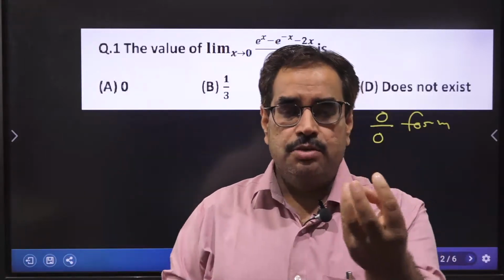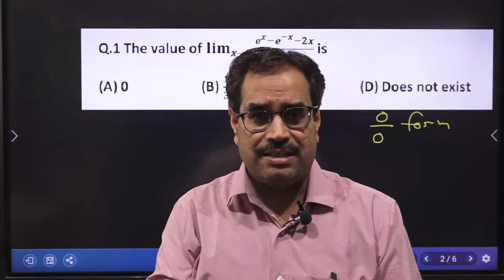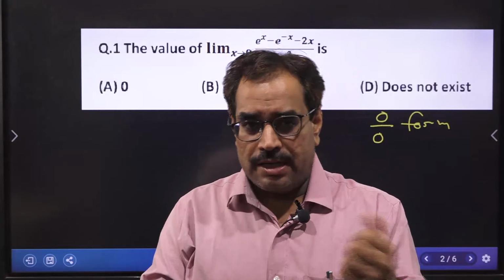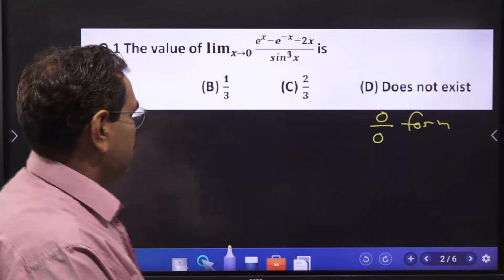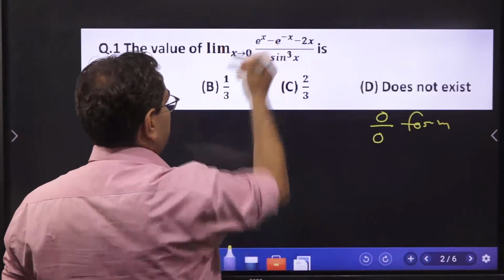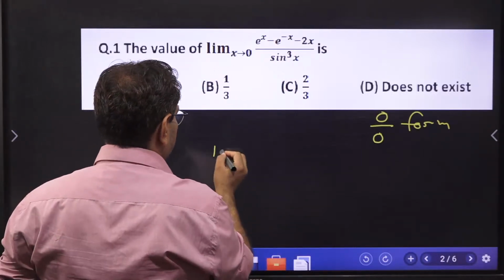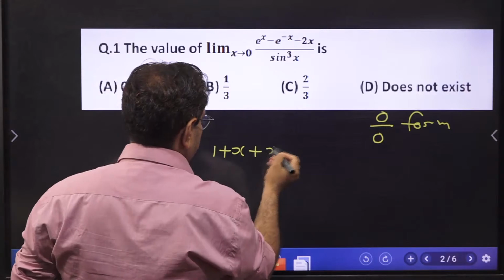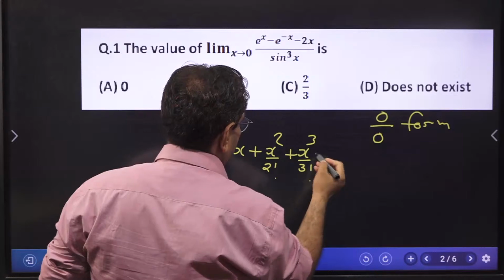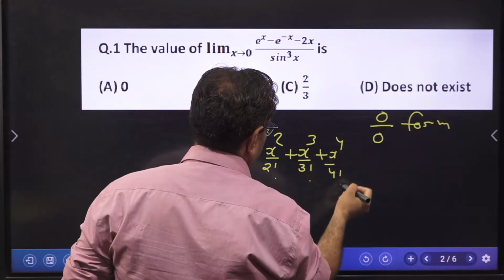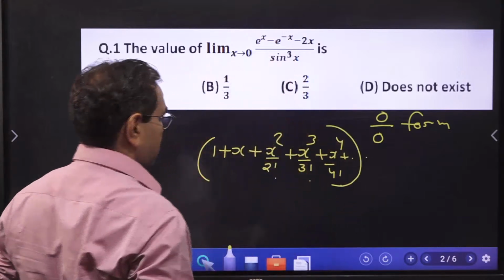Another option is the use of expansions. If we have functions involving e to the power x, e to the power minus x, sine x, cos x, then there is another approach of using expansions also. So here, let us use expansion. What is the expansion of e to the power x about x equal to 0? It is 1 plus x plus x square upon 2 factorial plus x cube upon 3 factorial plus x to the power 4 upon 4 factorial and so on up to infinity. So this is our e to the power x function.